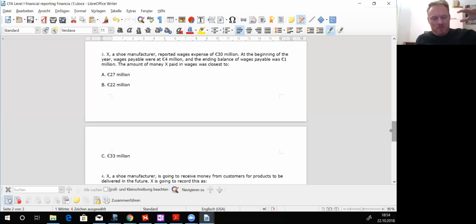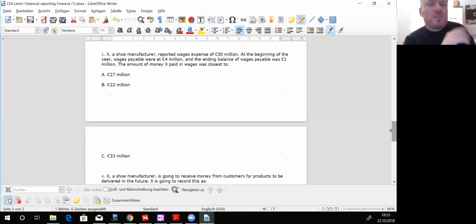If wages payable were $4 million at the beginning of the year, and at the end of the fiscal year it was only 1 million, we actually paid out 3 million euros. The question is: the amount of money this company paid in wages was closest to 33, 22, 27? The answer, of course, if it had wages expense of 30 million, and on top of that, it paid out 3 million euros this year, is 30 million plus 3 million.